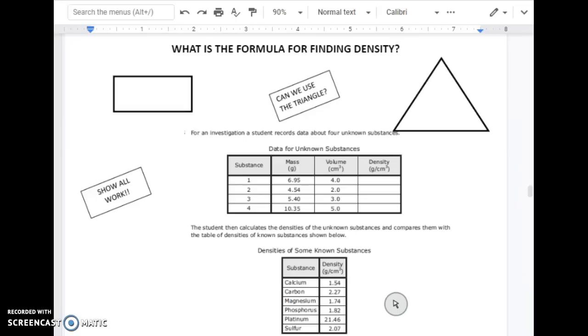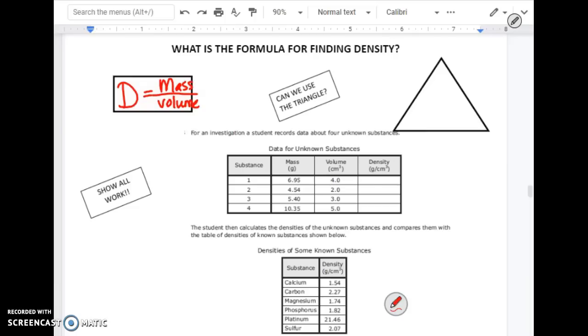Okay, so what is the formula for finding density? Well, if we look on our formula chart, we can find that it is mass divided by volume. Now, density is how much matter something has in it. So, something that is very dense is going to be heavy. Something that is not very dense is going to be light. So, typically, mass divided by volume.